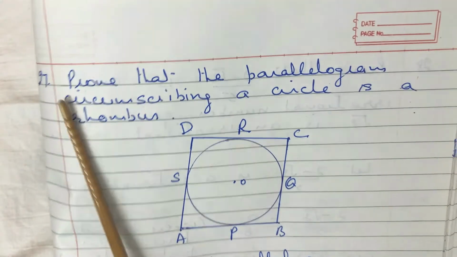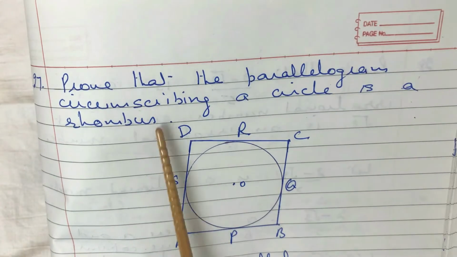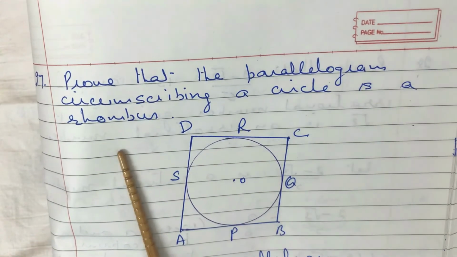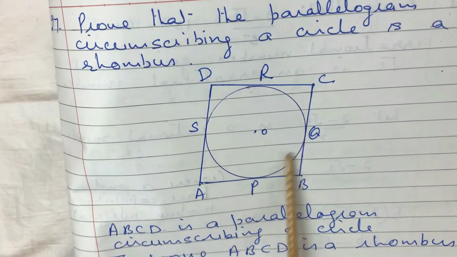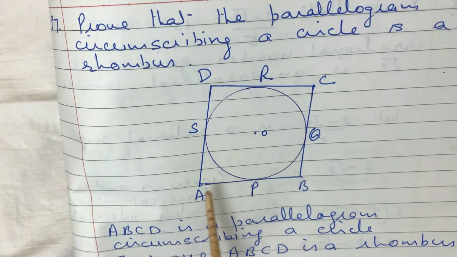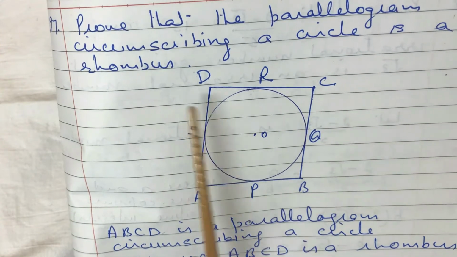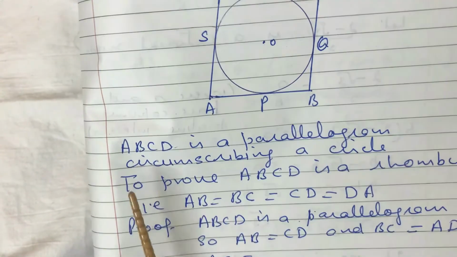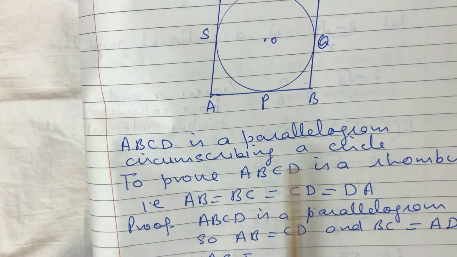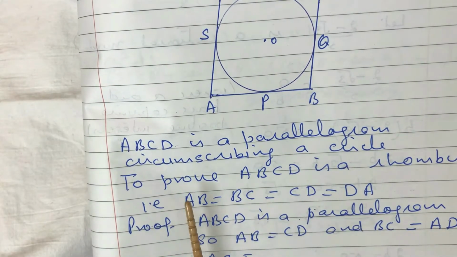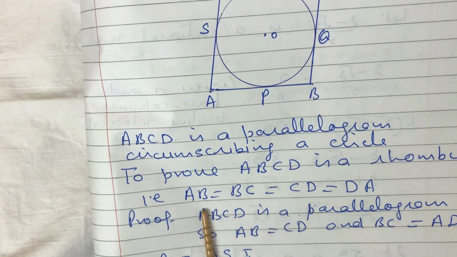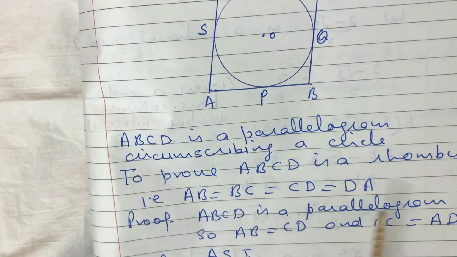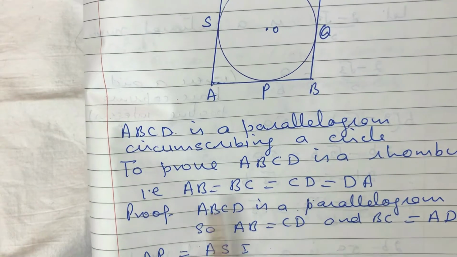Now, 27th question. Prove that the parallelogram circumscribing a circle is a rhombus. Now, here ABCD is a parallelogram which circumscribe a circle with center O. We are to prove ABCD is a rhombus. So, to prove ABCD is a rhombus, it means we are to prove AB is equal to BC is equal to CD is equal to DA.